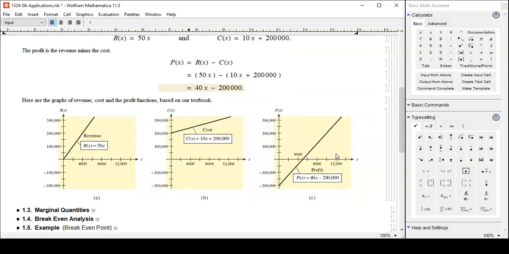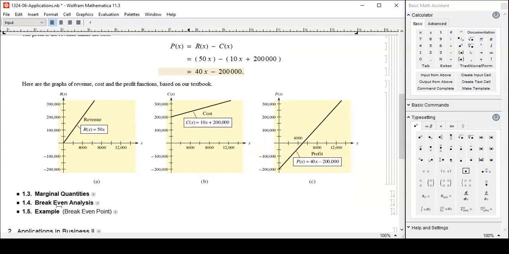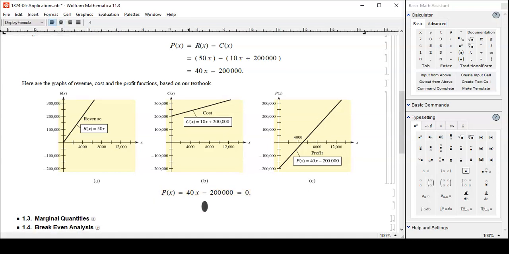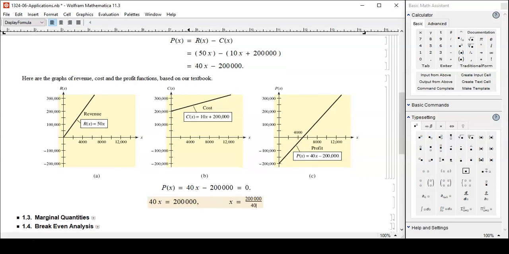Make sense? We're going to talk about break-even analysis a little bit later, but even here we can talk about it. Yeah, why not? 40x minus 200,000, and then that is equal to 0 at a certain number of sales. And solving this equation, oh, that's easy. 40x is 200,000. X is 200,000 divided by 40.